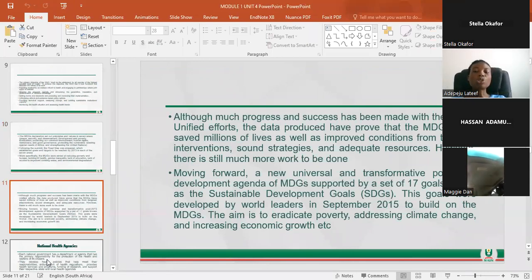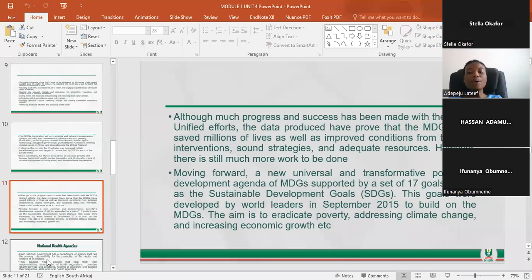agenda was also formulated, which is known as what? Who wants to tell us the agenda of the World Health Organization that was put together during the 2016 meeting? Who knows? Who wants to try? Sustainable Development Goals. Thank you. That is Sustainable Development Goals.